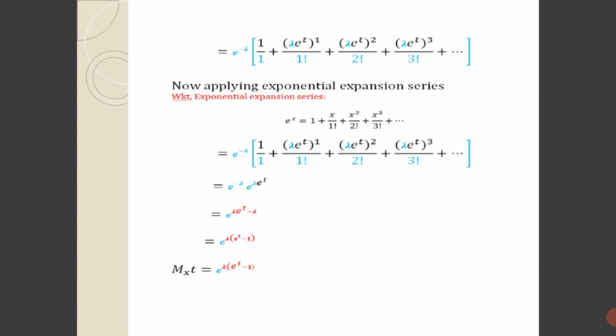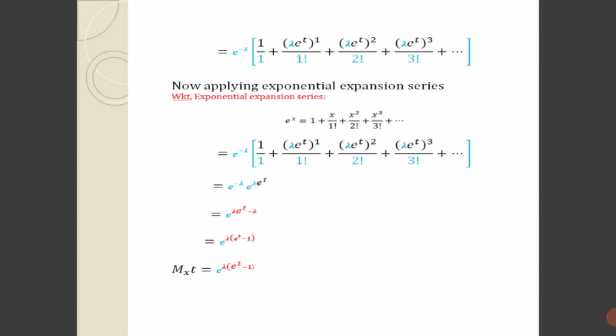Now applying the exponential series, because we are going to simplify the above equation. Our exponential series formula is e^x equal to 1 plus x by 1 factorial plus x square by 2 factorial plus x cube by 3 factorial. Compare this series with the above equation; both equations are similar. So we are going to find the e^x value by using the exponential series.